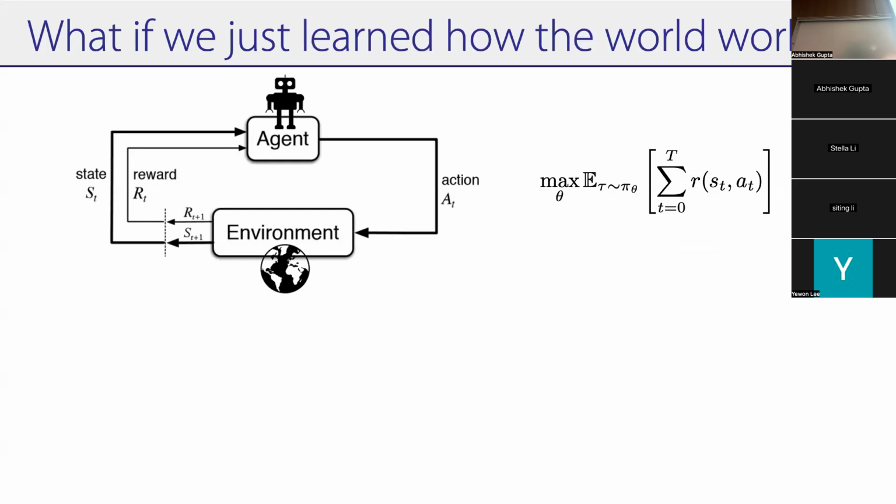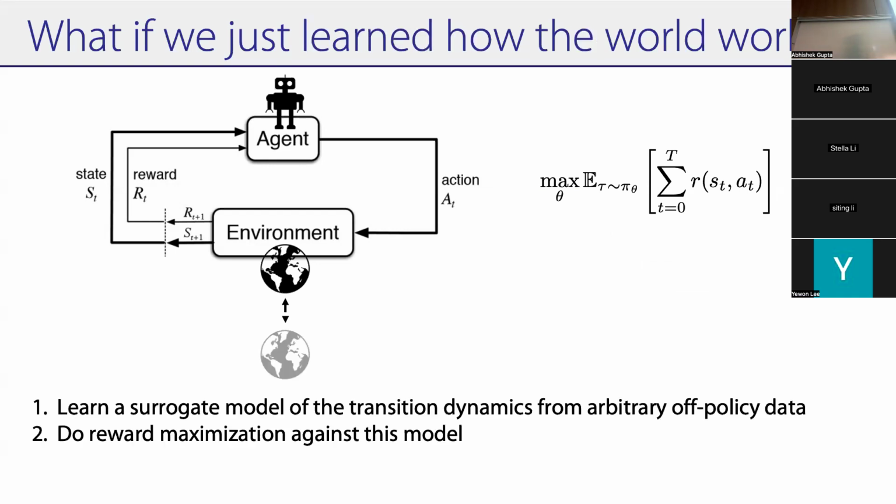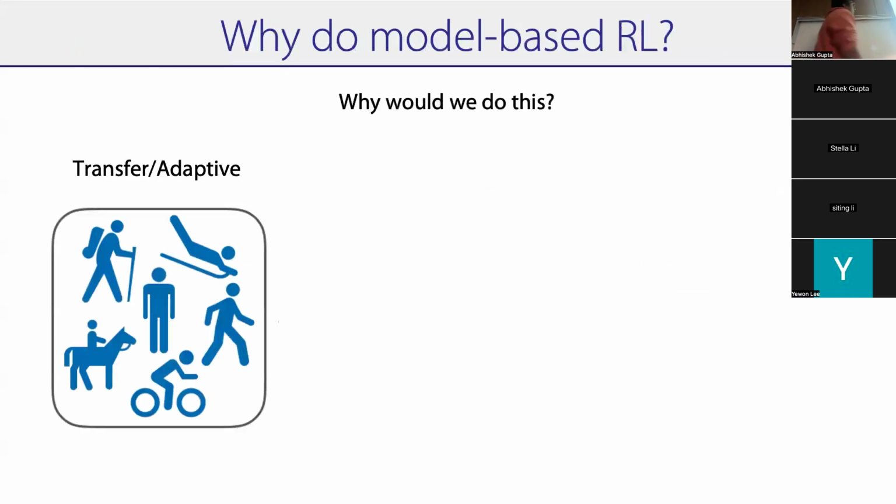Whereas with the dynamics model, this thing doesn't depend on R. It's agnostic to R, which means you should be able to swap it out with a new reward function and still do reasonably well. And so one of the things I find most compelling about model-based RL is that it lets you transfer across problems and be adaptive.